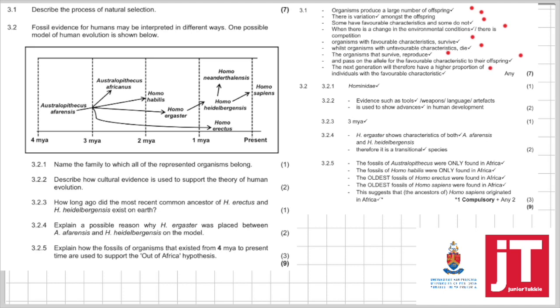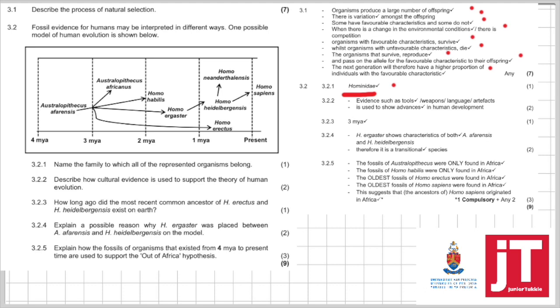All right. 3.2. Fossil evidence for many years may be interpreted in different ways. One possible model of human evolution is shown below. 3.2.1. Name the family to which all of the represented organisms belong. So these are all the different organisms that you see, all the ancestors of humans, right? And so which family do they belong to? Hominidae. Okay, right, and make sure you spell it correctly.